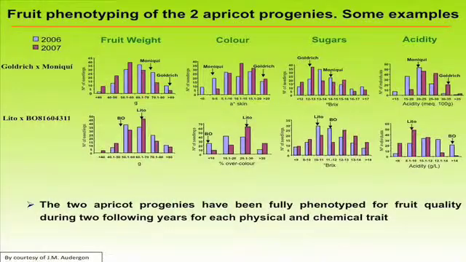So, as I said, the first step is fruit phenotyping. For example, look at color. You have here in this progeny the different colors from yellow to red, and the number of seedlings in the different classes. So you have the parents, Goldrich and Monici, and the results are from 2 years of studies, and you have the distribution of the seedlings compared to the parents in this graph.